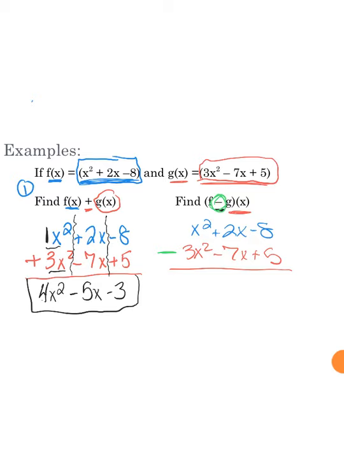Depending on how you like to do your math, some kids like to do keep, change, where they would change the minus to a plus and then change every sign after. So here I have 1 plus negative 3. That's negative 2. I have 2 plus 7. That's 9. And I have negative 8 plus negative 5 is negative 13. So now that is my answer.